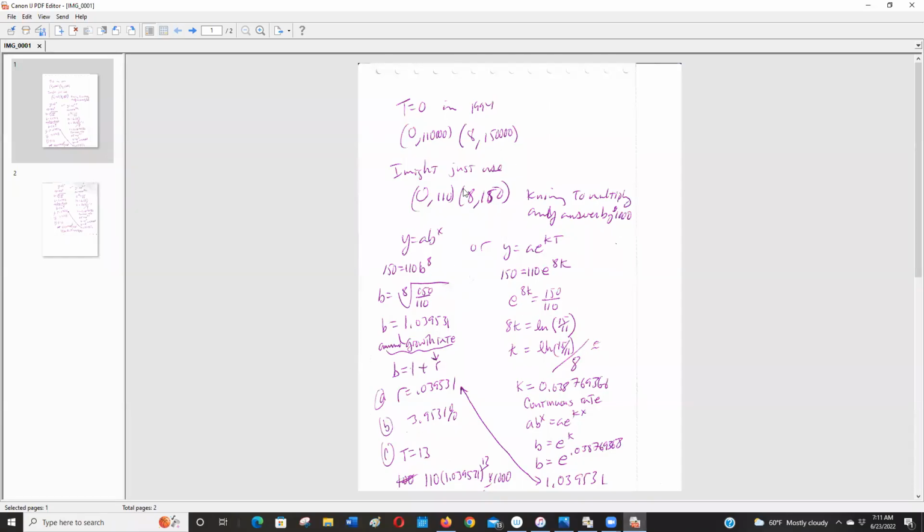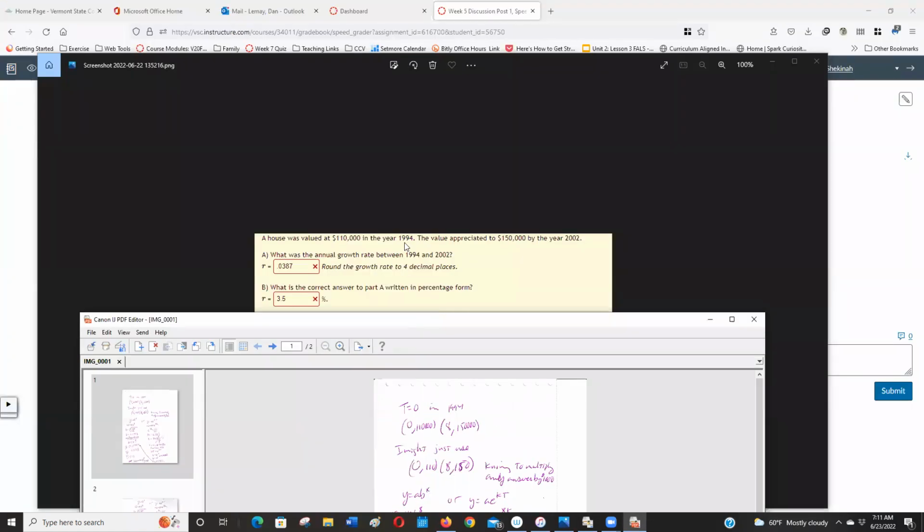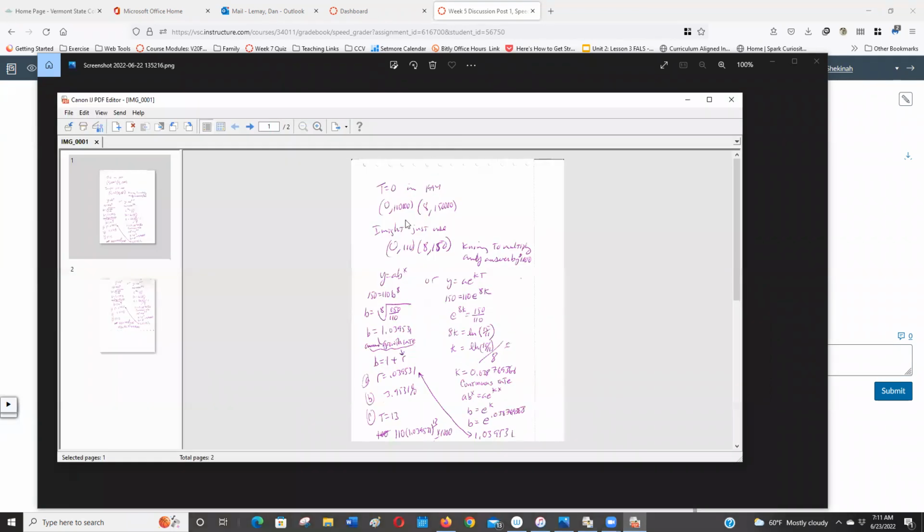So I did both, and notice they told us that in 94, the house was worth 110,000, and then 8 years later, it was worth 150,000. So I wrote a pair of coordinates for that. I wrote 0, 110,000, and 8, 150,000, and then because I don't want to write all those zeros, there's nothing wrong with writing 0, 110, and 8, 150.